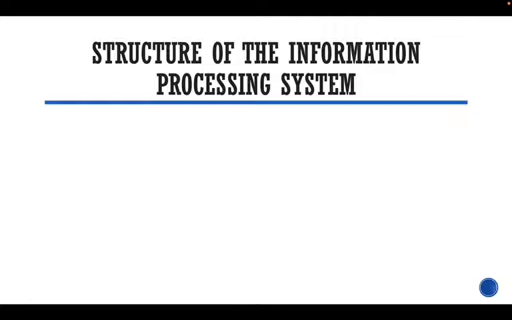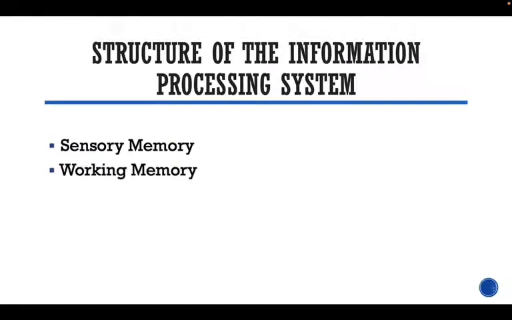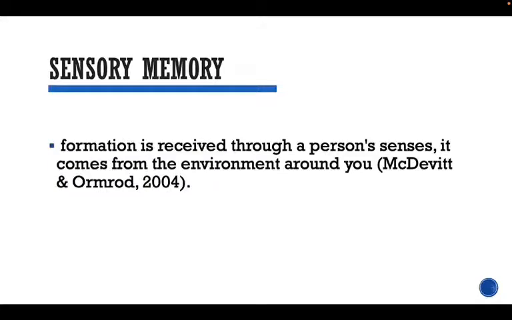Next is the structure of the information processing system: sensory memory, working memory, and long-term memory. Sensory memory is information received through the environment around you, according to Devet and Ormond, 2004. Stimuli from the environment are processed first in sensory memory, which stores the briefest sensory events such as sights, sounds, and tastes.